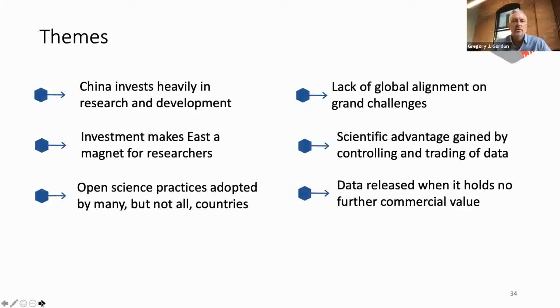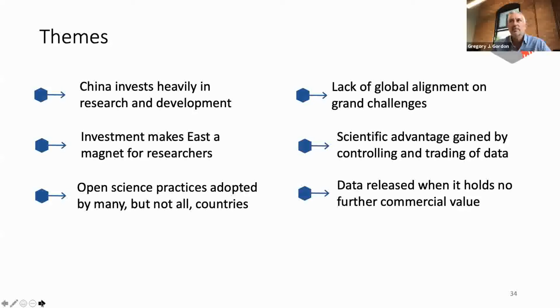Open science would continue to grow and be adopted by countries, but not all of them. And we would start to see a bit of an East-West problem as they started to challenge each other, and we would start to lack global alignment on some of the challenges as there was more of a race to the finish.